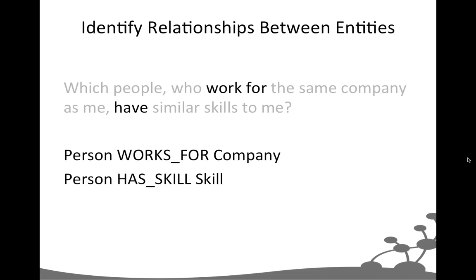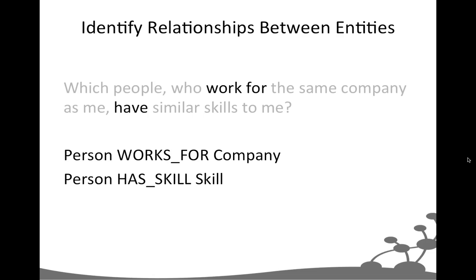And then having identified those entities, we can begin to understand the ways in which those entities are connected to one another, the ways in which they're related. And again, we derive all of this from the questions that we want to ask of our domain. So we can see that a person works for a particular company, and a person has a particular skill. So again, some very simple natural language representations of the things that we're interested in and the ways in which they're connected.